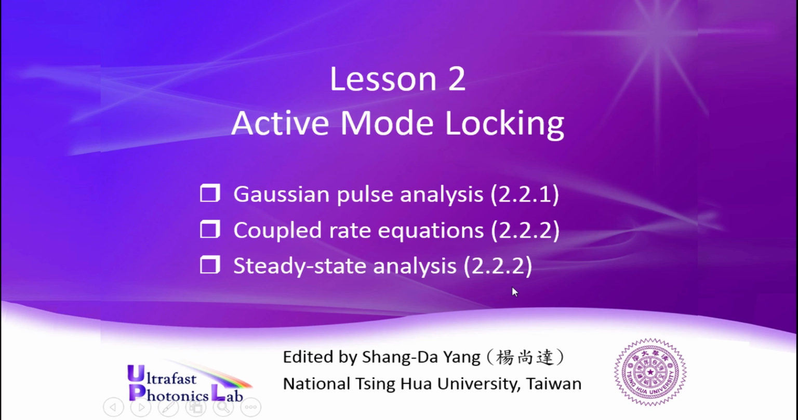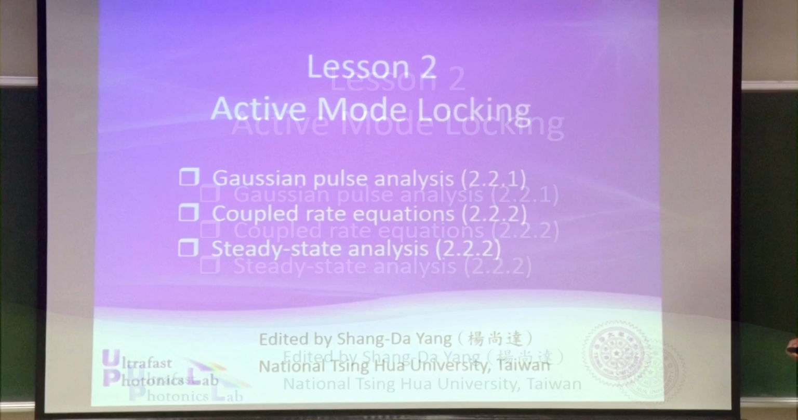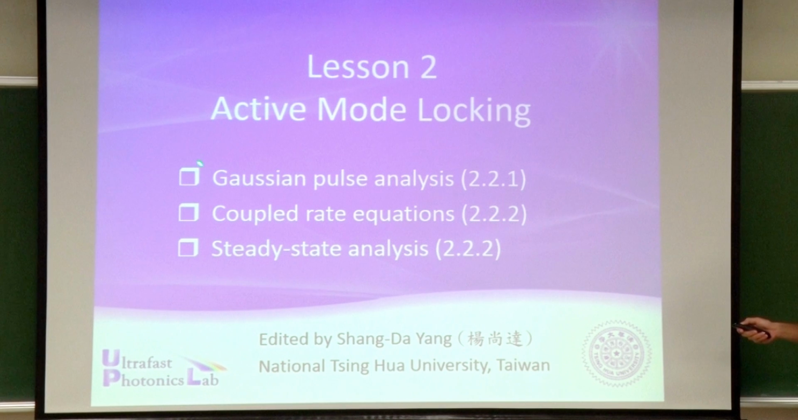active mode locking. This is the first technique to generate short pulse to be covered in this subject. It's divided into 3 parts, starting with the easier approach, Gaussian pulse analysis. Then the more complicated approach, coupled rate equations and the steady-state solutions.